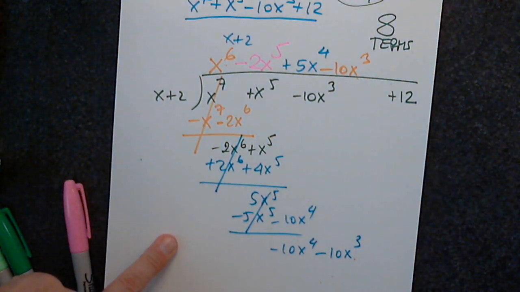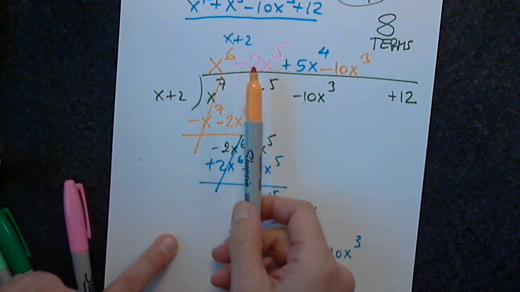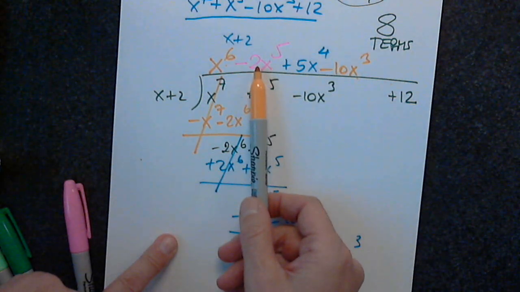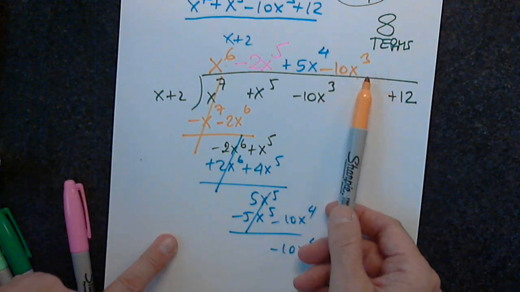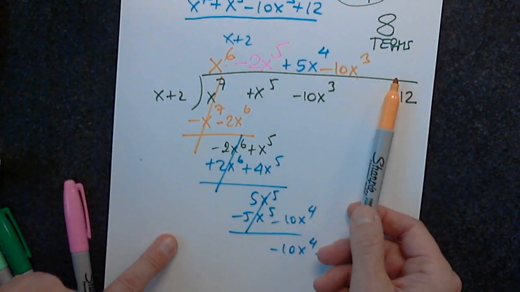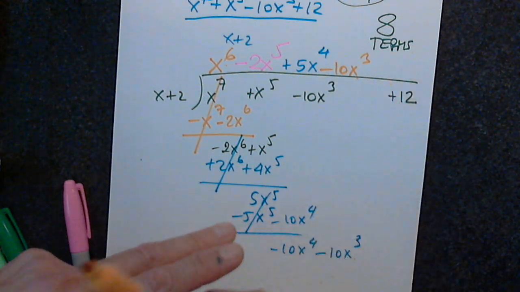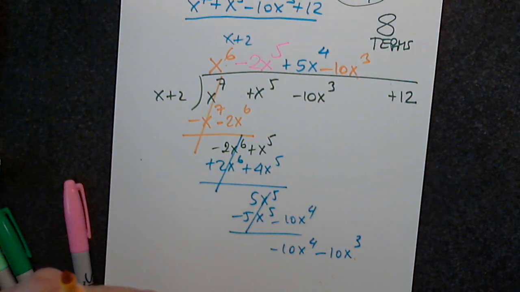Notice something very important. Degree 6, degree 5. You're not going backwards. Degree 4, degree 3. So how many terms do you still expect? 3. Degree 2, degree 1, and degree 0. We expect 3 more terms in there.